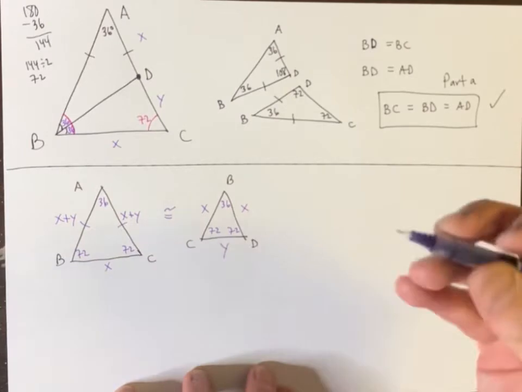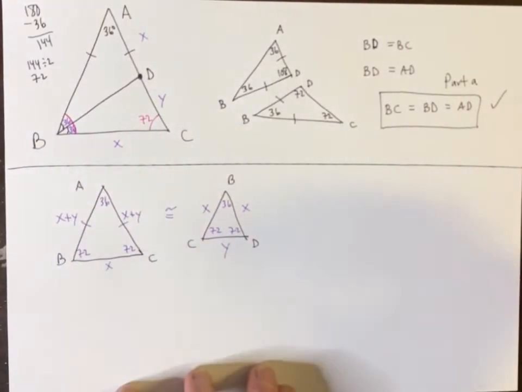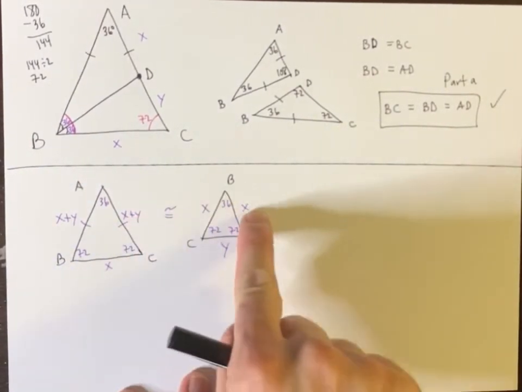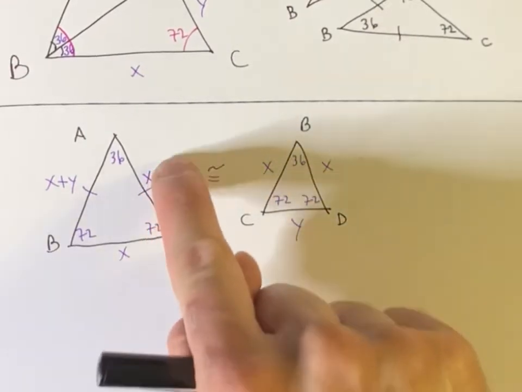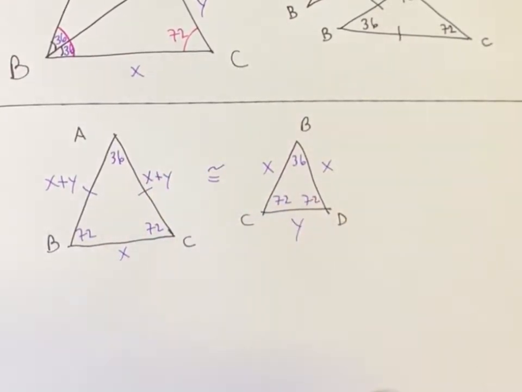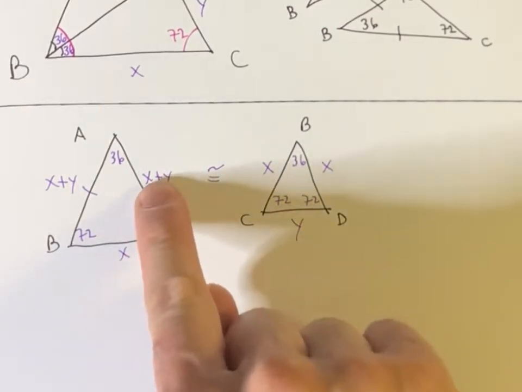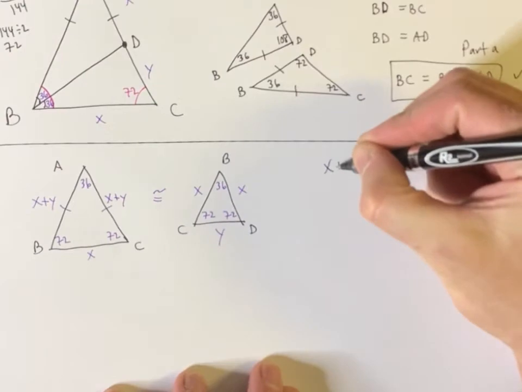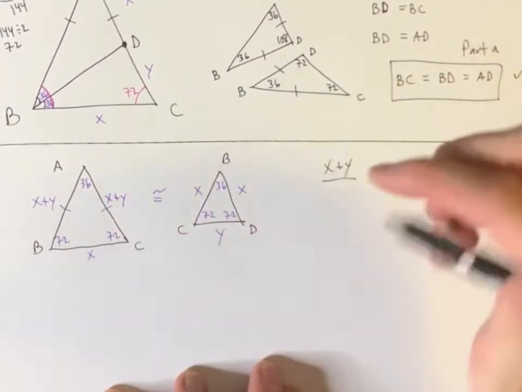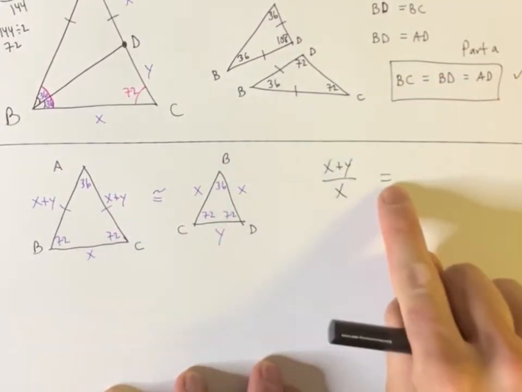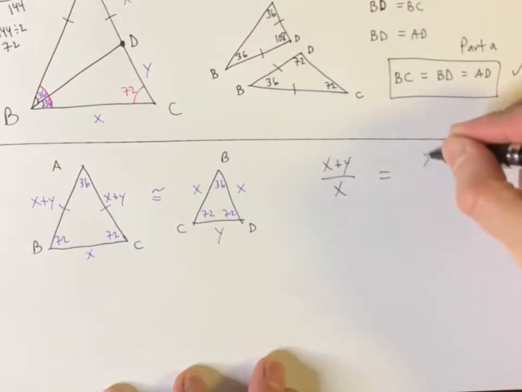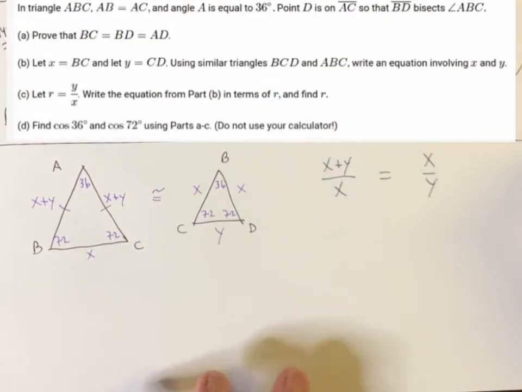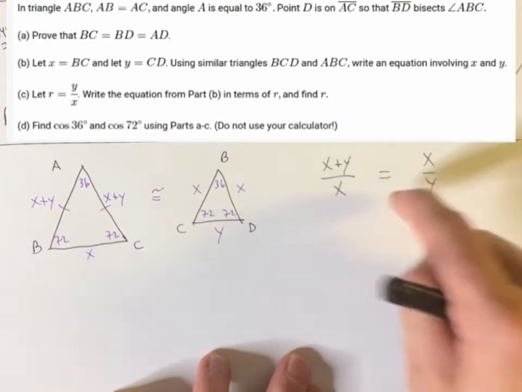Now, we can create a proportion, a statement that says this is to this as this is to that, or this is to this as this is to that. It doesn't matter how you build it. Just build something that's true. How about we go, this is to this as this is to that. So X plus Y is to that as this is to that. So here is an equation that relates X and Y. They wanted us to write an equation involving X and Y, and so we have it.